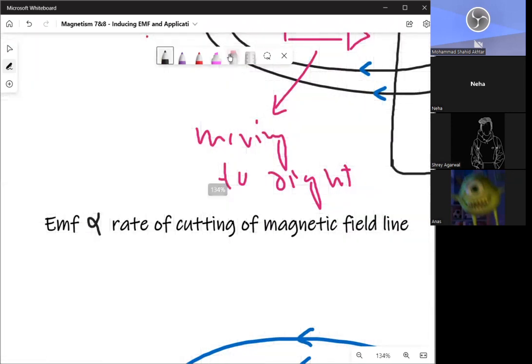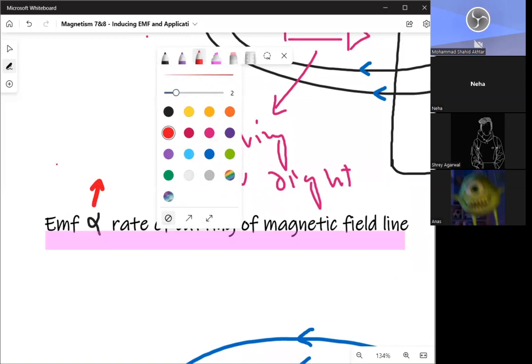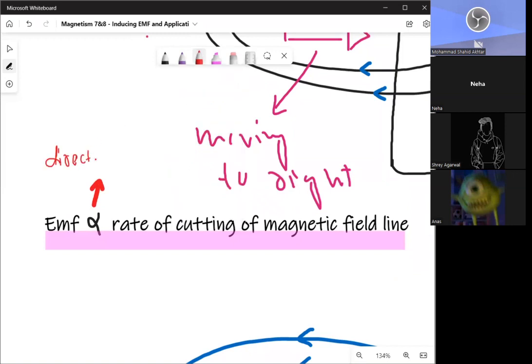Write this down, this whole thing, what I'm underlining right now. And this symbol right here means directly proportional. So that's how you write it? That's how you write it. You write the symbol whenever you want to say directly proportional. Anas, do you know what directly proportional means?